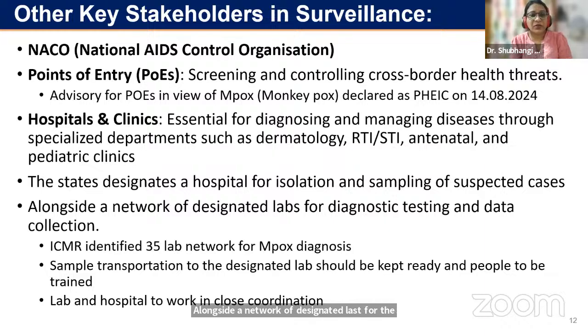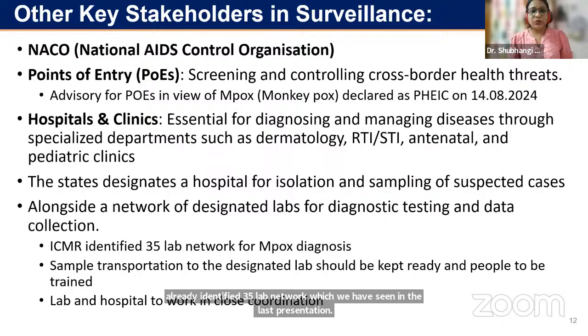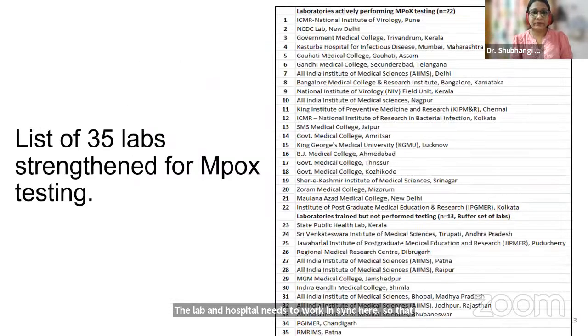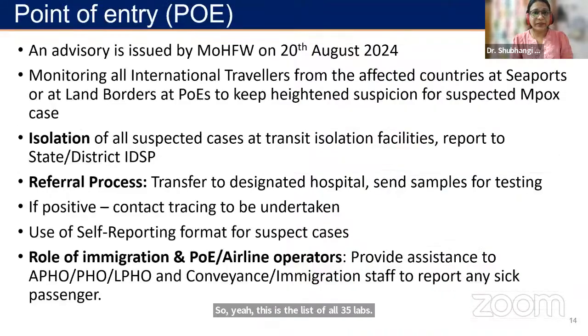ICMR has already identified a 35-lab network, which we have seen in the last presentation. We have to ensure that sample transportation is done to the designated labs, and that the people who are handling the samples are well trained. The lab and hospital need to work in sync so that the samples reach the laboratories. Next, please. So this is the list of all 35 labs. This is already shared. Next, please.